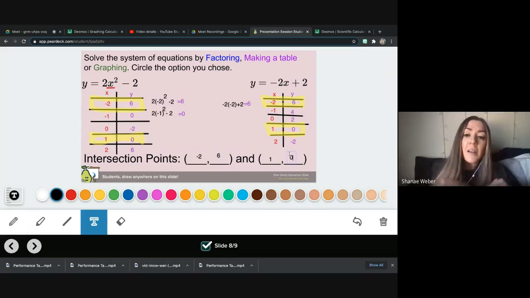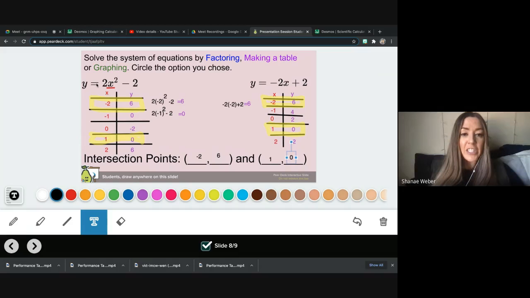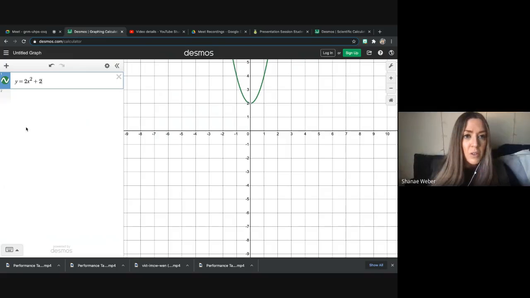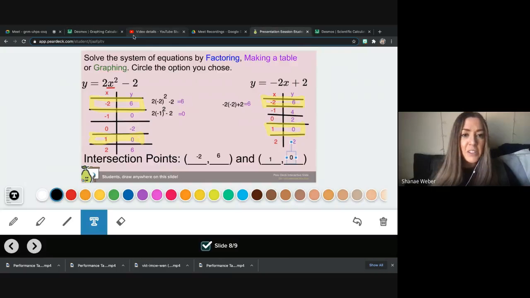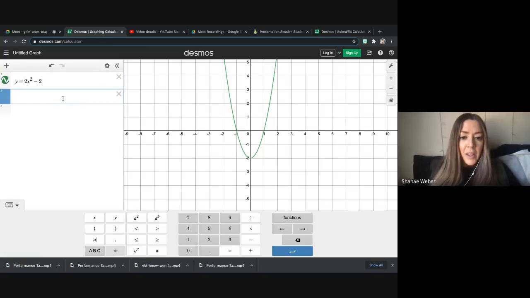Now, if you want to double check your answer, or if you would rather do this graphing, you can go to Desmos, and we're going to plug in both of these equations. y equals 2x squared minus 2, and y equals -2x plus 2. So y equals 2x squared plus 2. Wait, I think it's minus 2. And you can use this keyboard down here if you need to. And then y equals -2x plus 2.